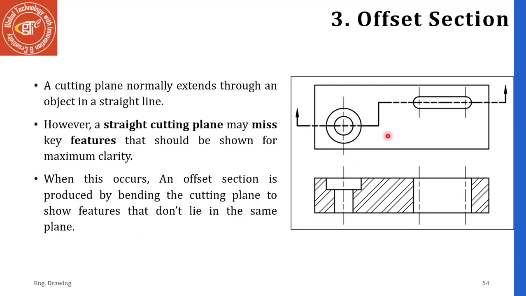Here you can see if we draw a section line at this point, then this part of the feature will not be revealed when drawing the sectional view. If we draw a cutting plane line at this end, then this part of the object is not shown in the drawing. So here you can see a section line is bent at this point. And now we can draw the internal hidden features of a part.